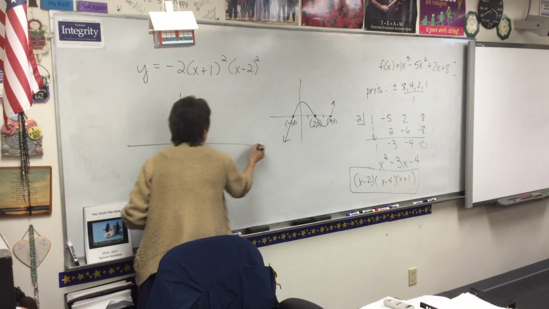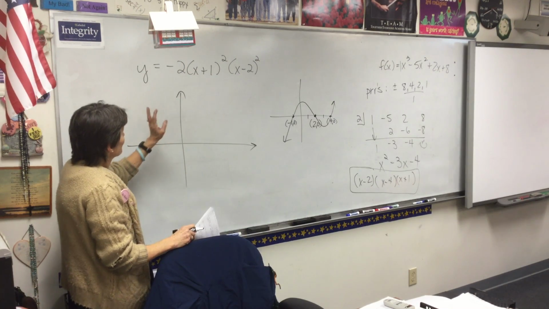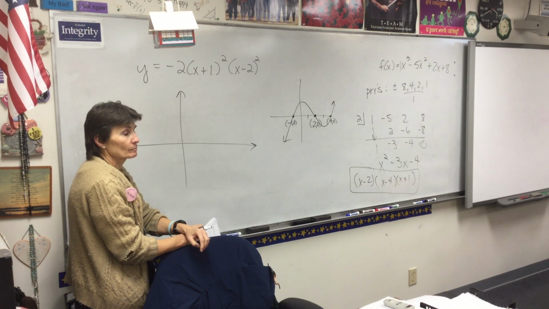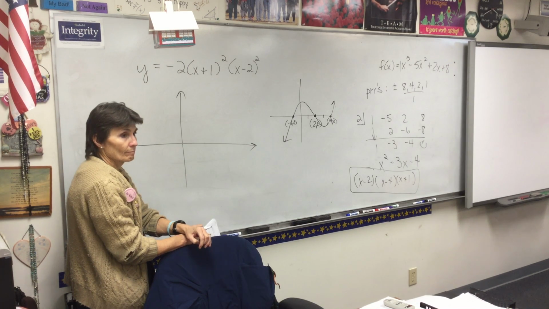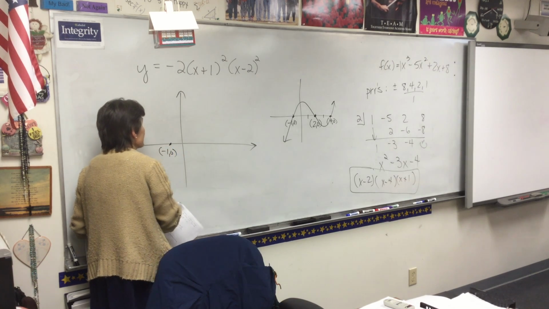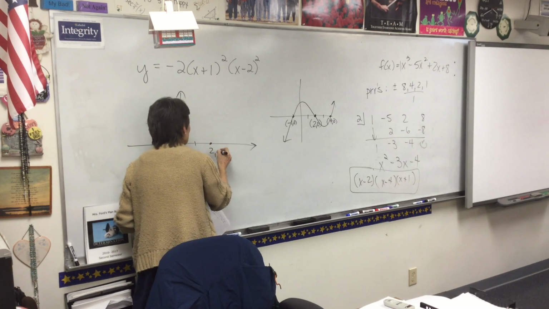All right, let's sketch it. We're almost done, kids. Then we will have been through the whole test. Let's go. All right, how do I start? It says sketch this thing. You cut at -1. I'm going to put my x-intercepts, or my dots, on my x-axis. You're right, Ashley, at -1 and 2.